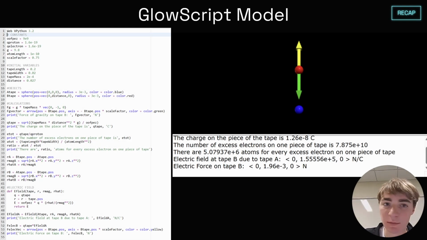Now here's my GlowScript model, a representation on the computer of the actual situation, with my code on the left and the model on the right. The red dot being tape B, the blue dot being tape A, the yellow vector being the electric forces, and the green vector being gravity. Notably, the charge calculated from the model is 1.26 times 10 to the negative 8, about 9 times less than my actual calculated charge. And then the number of electrons on the piece of tape is 7.875 times 10 to the 10, about 10 times less than my actual calculated number, showing differences that will be explained on the next slide.